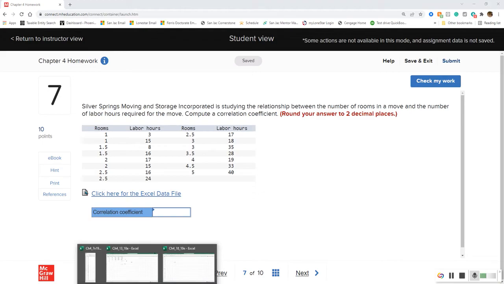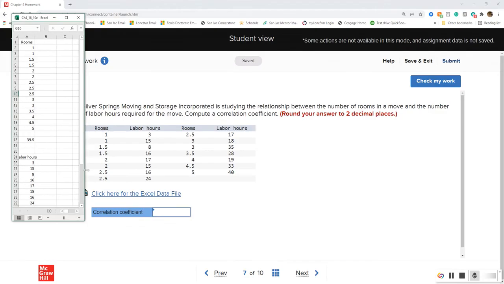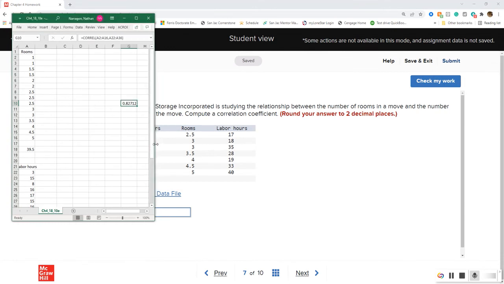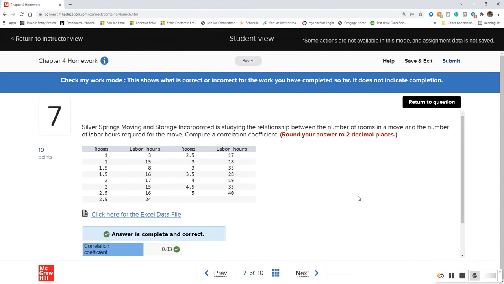So that was... point, said 2 decimal places, so 0.8283, 0.83. Let's check. Boom! Yay! So instead of making this a very long video of going through it by hand, we just found the formula using Excel.